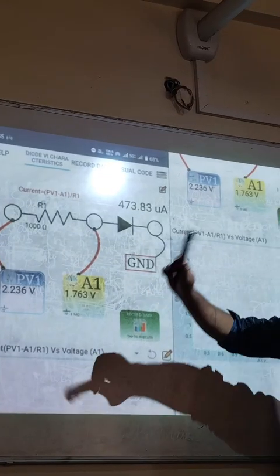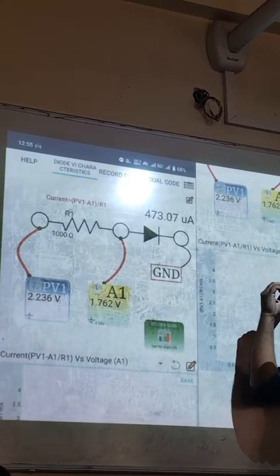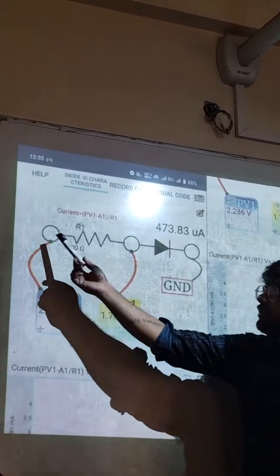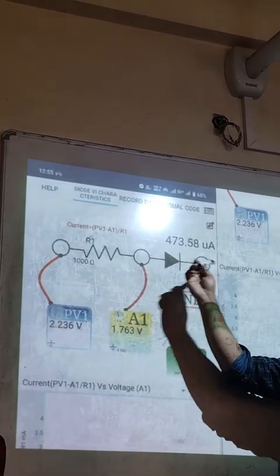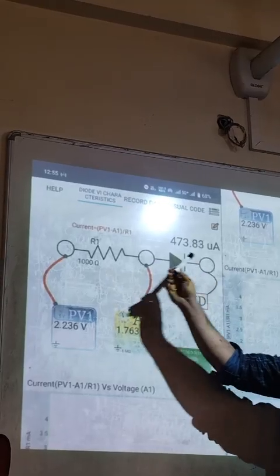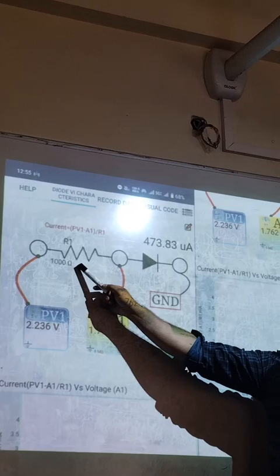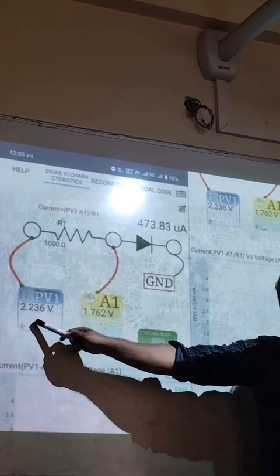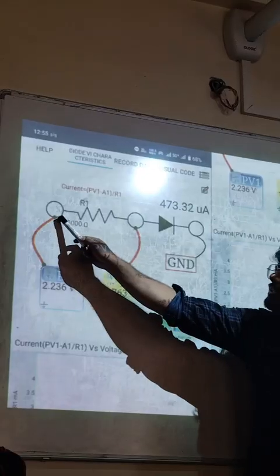How can you measure current across the diode? What is the current in the circuit? You can use Ohm's law, right? Whatever current is coming from here has to go through here. So whatever current is flowing through the diode has come through this resistor. Value of the resistance is known, PV1 is known, A1 is measured. PV1 minus A1 is the voltage across the resistance.